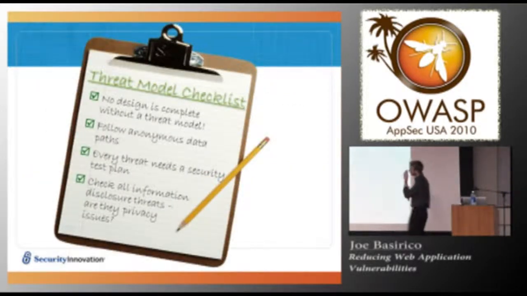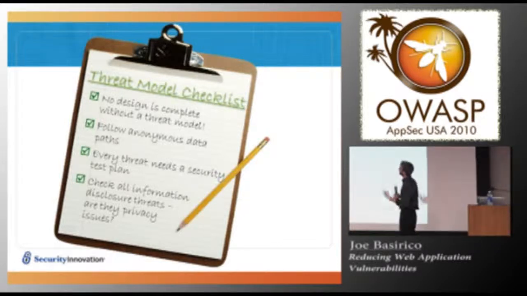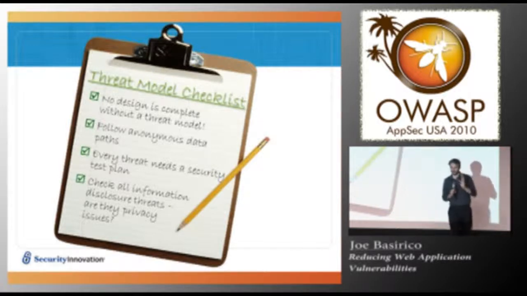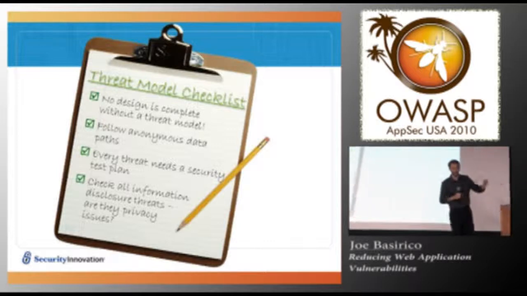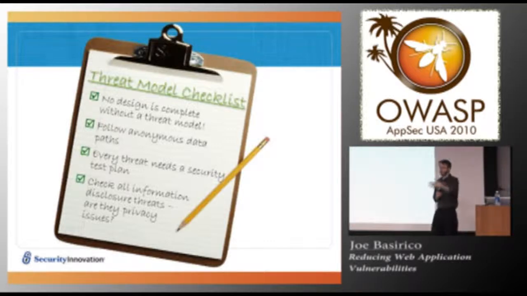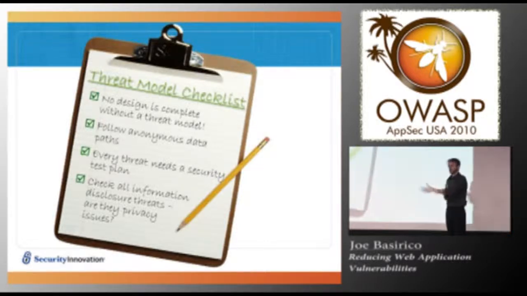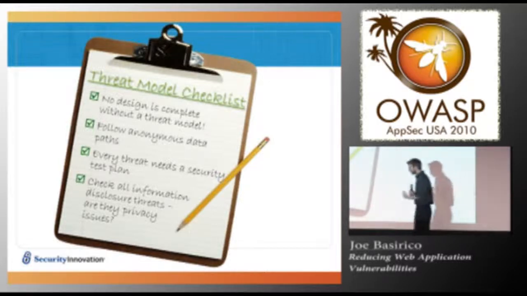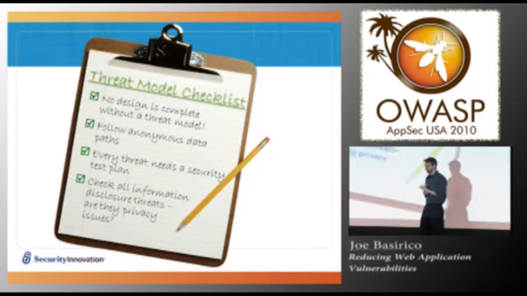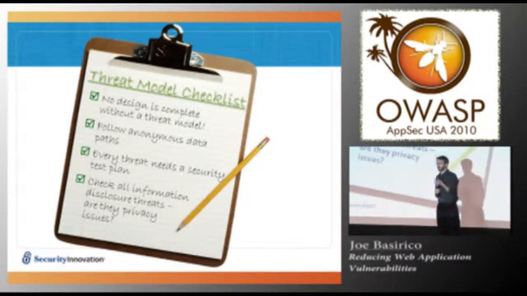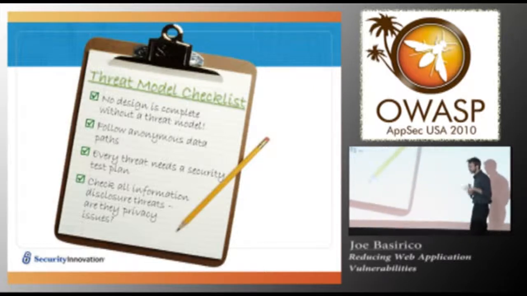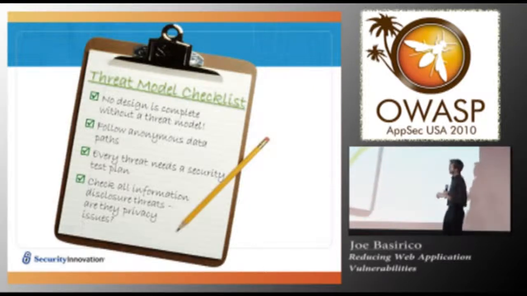So finally, I have a little checklist for everybody. First of all, no design should be considered complete until you've created and finished your threat model. Your threat model should be kind of like a living document that starts early and continues all the way through your process. Once you understand your whole data flow diagram, follow those anonymous paths very closely. Those are the ones that are at highest risk. Those are the ones that are going to cause you some major headaches down the road.